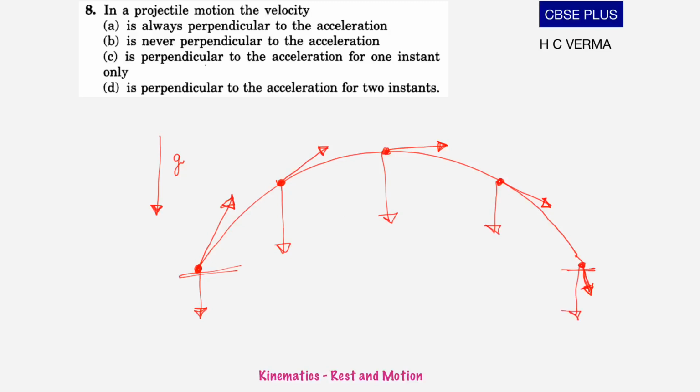And what you see here is that in only one instant, when the ball is at the top position, at that time only, just for a moment, the direction of g and the direction of v, the velocity of the ball, are perpendicular to each other. So in only one instant. So C is the correct option.